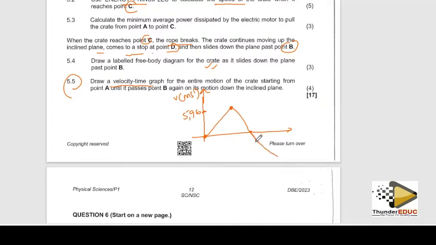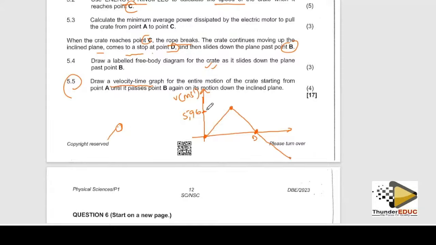So remember, this must be straight lines, but this doesn't look like it. So I'm just going to draw a straight line. So we're saying this point is the point D, where the velocity is 0. After it snapped, it continued a little bit till the final velocity was 0, and then it came down.